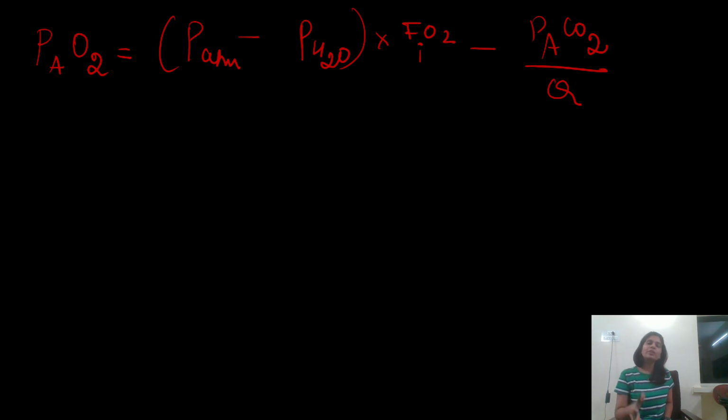Now what are we going to use this equation for? I'm telling you the application of the alveolar gas equation. The application is, after you set up a ventilator, you should be able to find out what will be the alveolar partial pressure of oxygen for my setup.